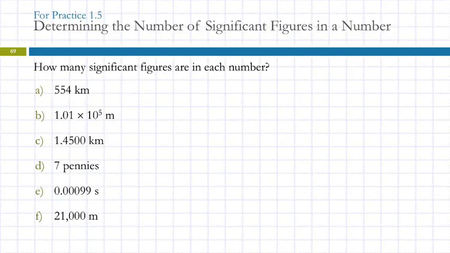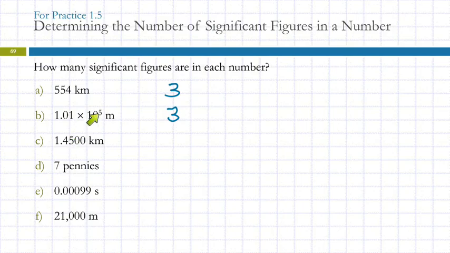So let's practice. How many significant figures in each number? So 554 kilometers. 3. Zeros matter here. 1.01 times 10 to the 5th meters. 3. This number is written in scientific notation, where we've factored out a bunch of tens.